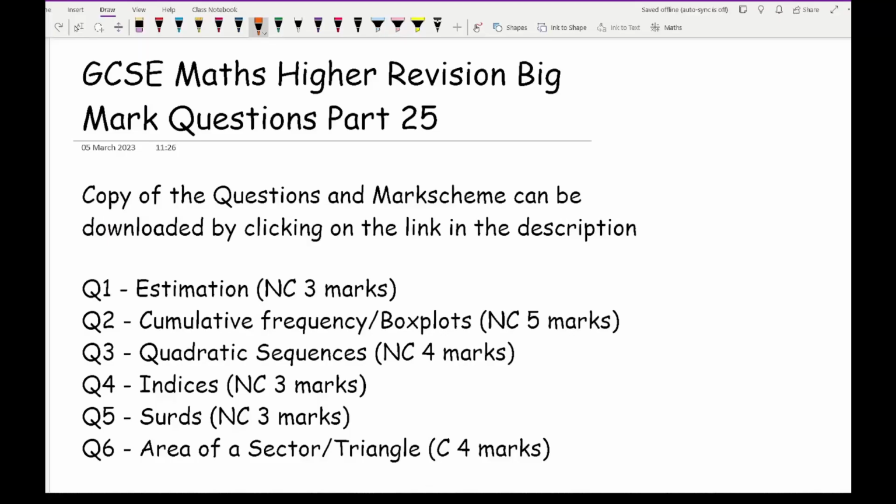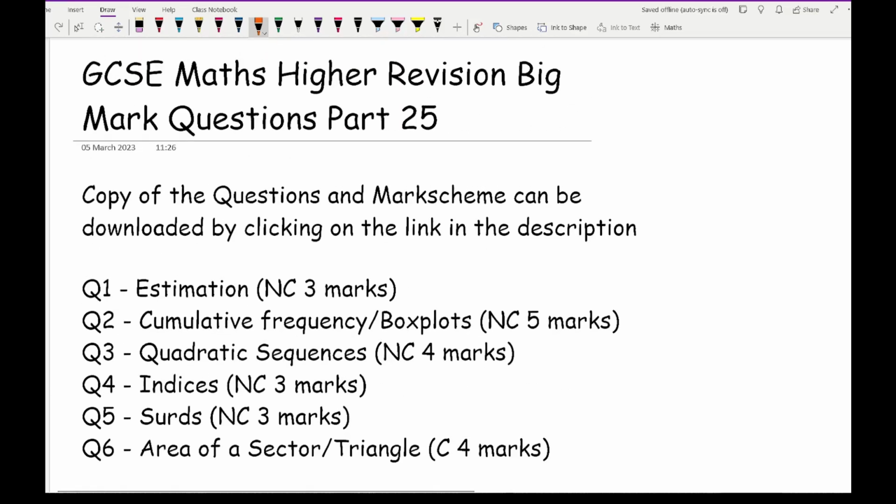So let's first have a look at the question breakdown of the 6 questions that we're going to go through. So as you can see, a lot of the questions are exclusive to one particular topic, with the exception of question 2 and 6 maybe, but the topics of cumulative frequency and box plots go quite hand in hand, likewise with area of a sector and the area of a triangle.